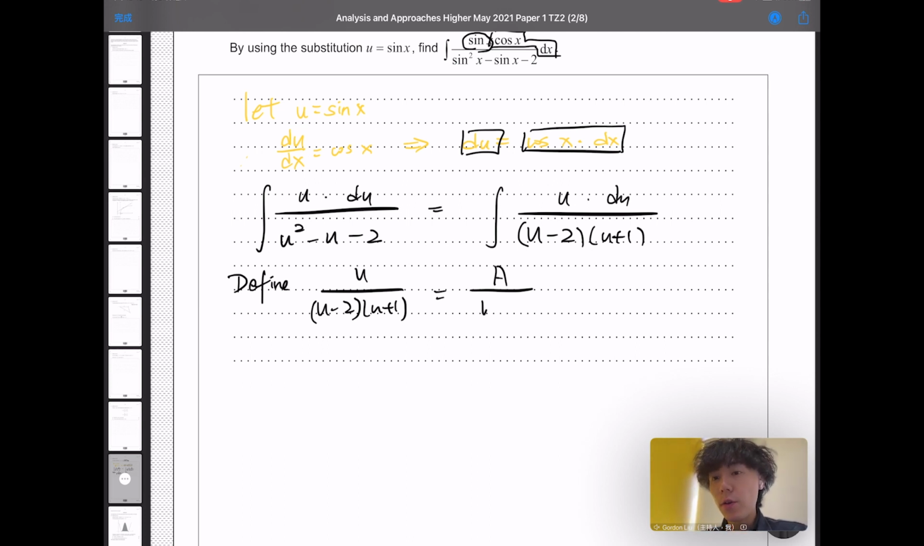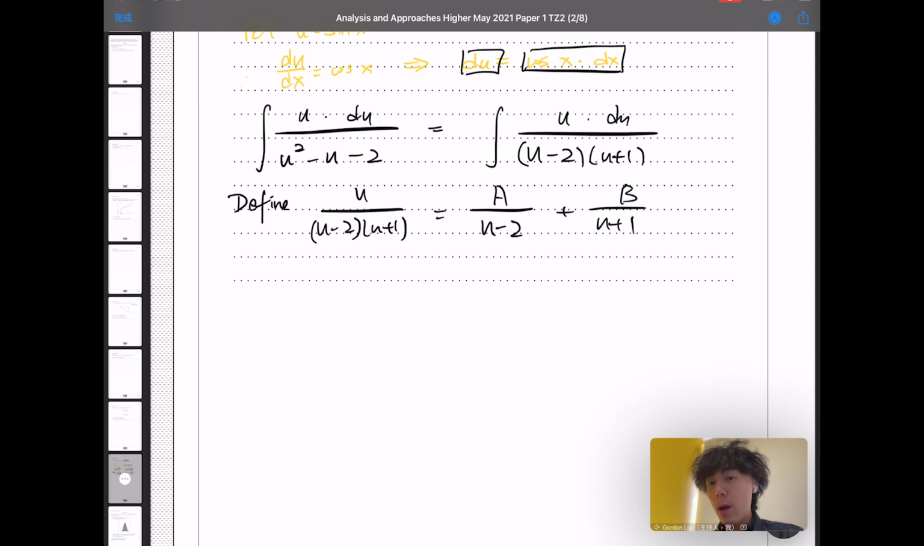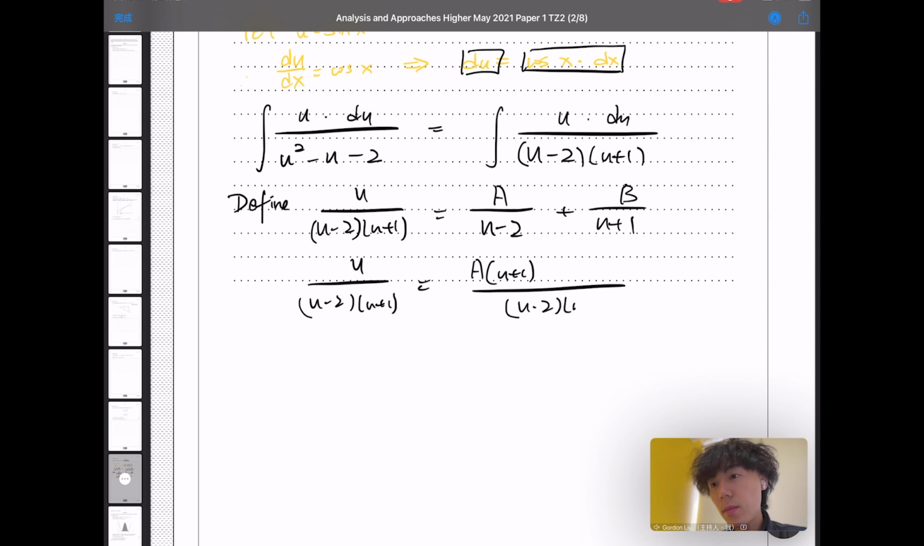So you can split it into A over u minus 2 plus B over u plus 1. We want to break it back before we combine it into the algebraic fraction. So we define A and B as constants here because we don't know what the constants will be to make them go backward. So we try to solve for A and B. We take the same denominator on both sides. Okay, so that makes sense. And then afterwards we could quickly obtain this relationship.